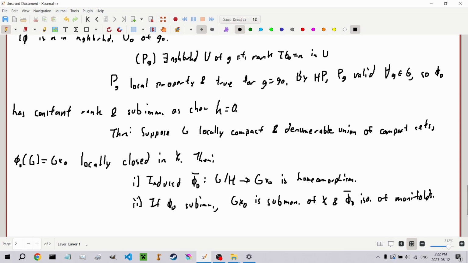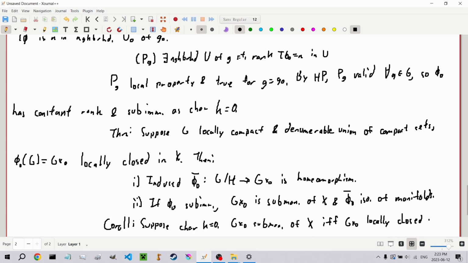And this comes with a nice handy corollary, which holds true in characteristic 0. Gx naught is a submanifold of X if and only if Gx naught is locally closed in X.